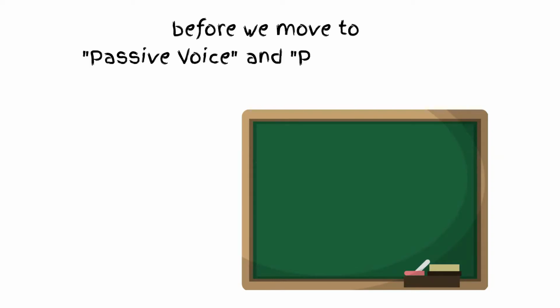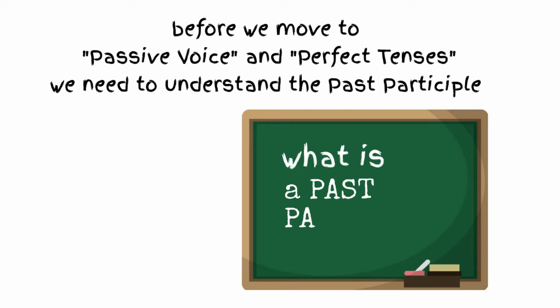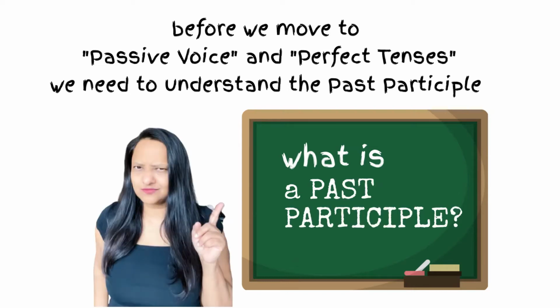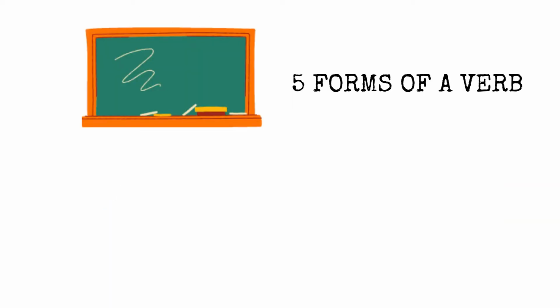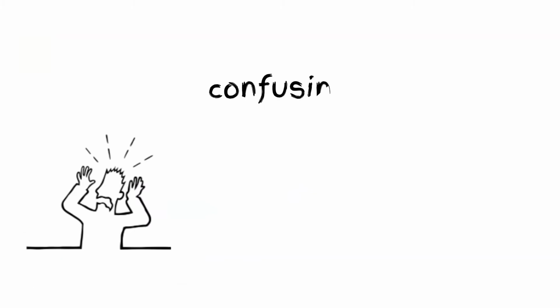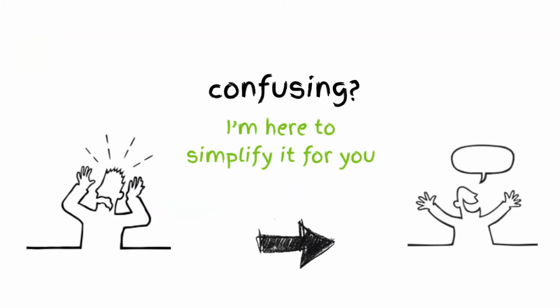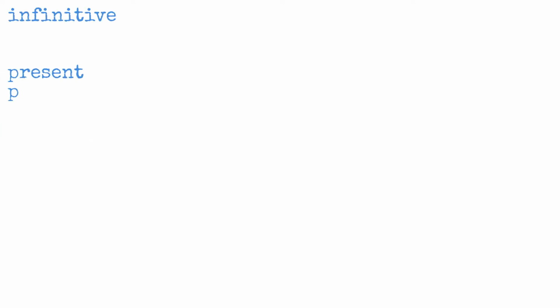Before we move to the next level, we need to understand the past participle. So what is the past participle? Well, for every verb, we need to memorize 5 forms: the infinitive, the present participle, the gerund, the past simple, and the past participle. Is that confusing? Don't worry, I'm here to simplify it for you. Let's look at these in detail.